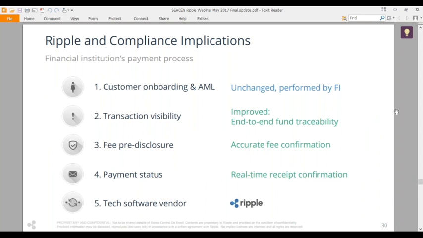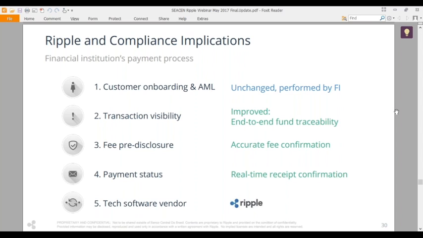I'll take a minute to talk about some of the risk and compliance implications of using the technology. So when we think about distributed ledger, we've applied it in a way that financial institutions are using it. The financial institution maintains that customer relationship. Its requirements for KYC, customer onboarding, AML, payment reporting to its prudential regulator are all unchanged. Those continue to be performed by the financial institution. Ripple is not part of that process, nor do we change their obligations there.